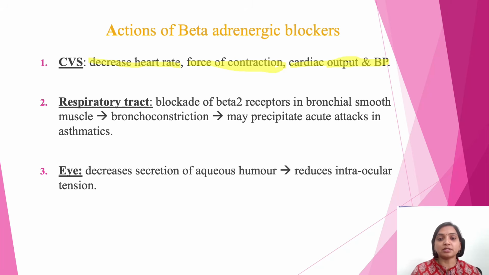On the respiratory smooth muscles, beta 2 agonists were causing bronchodilation. Consequently, beta blockers will cause bronchoconstriction. So blockage of beta 2 receptors in the bronchial smooth muscles will cause bronchoconstriction, and this can precipitate an acute attack of asthma. So you should always have caution when you are giving beta blockers in asthmatic patients. And on the eye, they decrease the aqueous secretion, and this is one of the important reasons why it is used in open angle glaucoma. Thereby they decrease the intraocular tension.